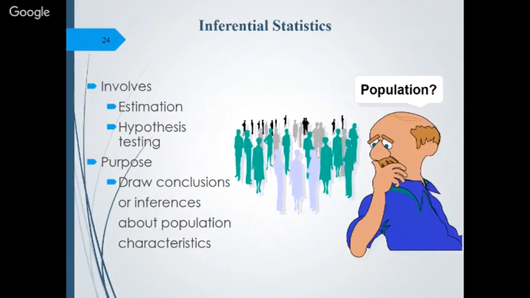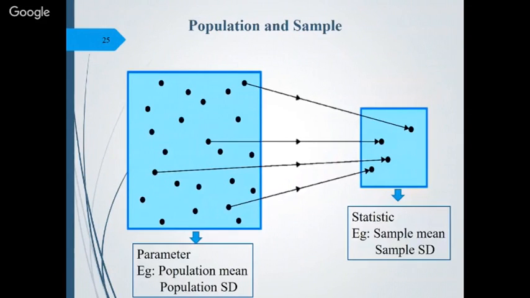Statistical inference involves estimation and hypothesis testing, and the purpose is to draw conclusions or inferences about population characteristics from the sample. Population and sample, we have already discussed that. Population is the entire group, and a sample is some elements collected from the entire group. On the basis of that sample, we collect data and calculate the sample-based measures. That is called statistics, and we have to generalize it for the population.